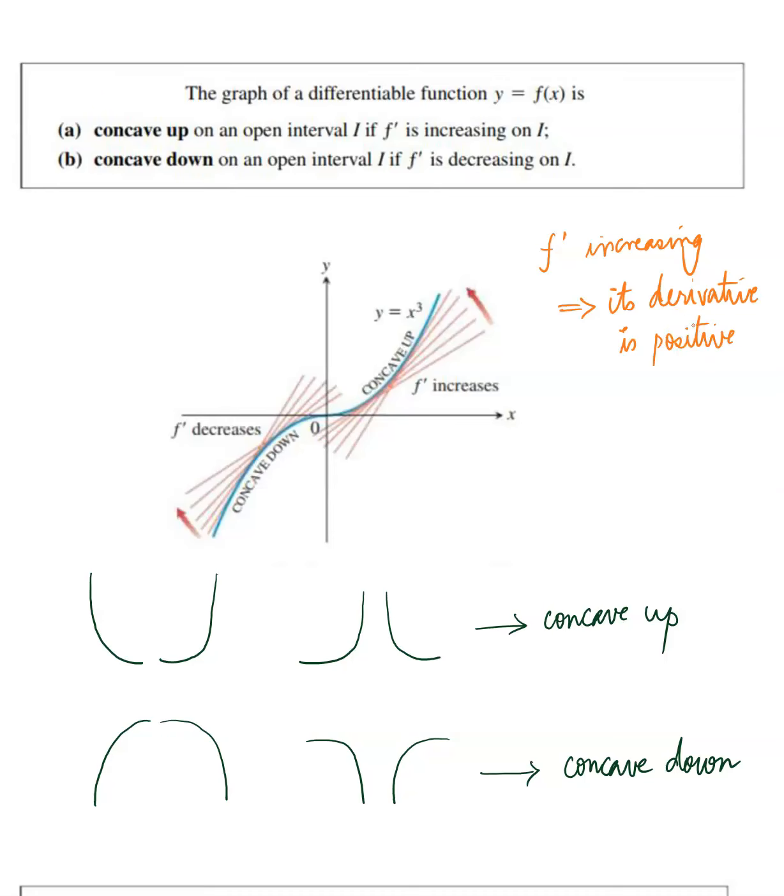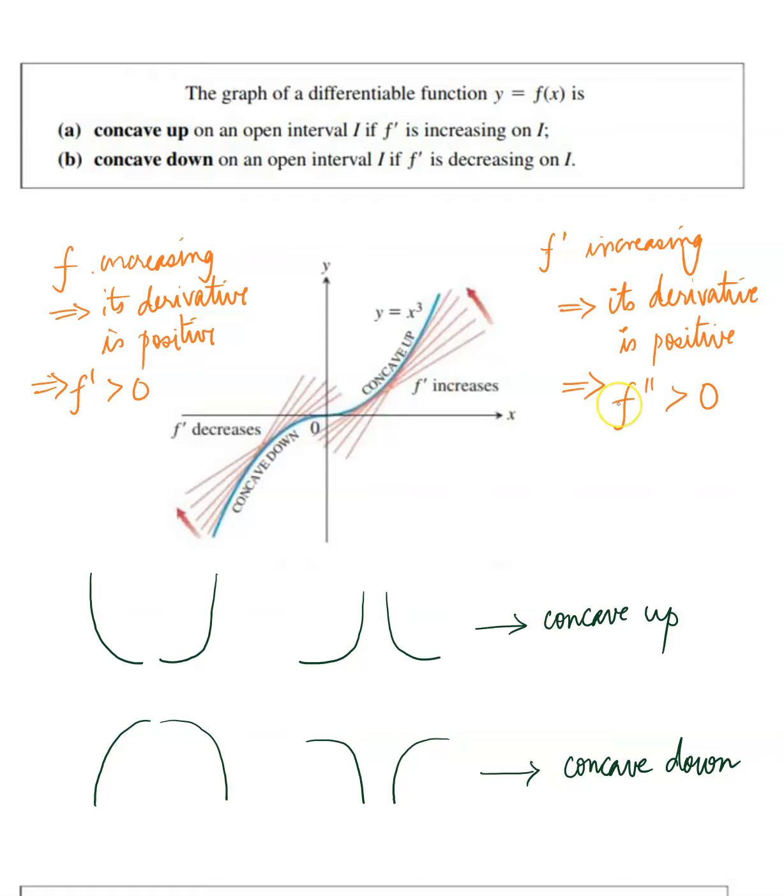This comes from the monotonic function, because for monotonic function we said if f is increasing, it implies its derivative is positive. And what is the derivative of f? F prime, right? So f prime was positive. So what is the derivative of f prime? That's going to be f double prime. The derivative of f is f prime. The derivative of f prime is f double prime.